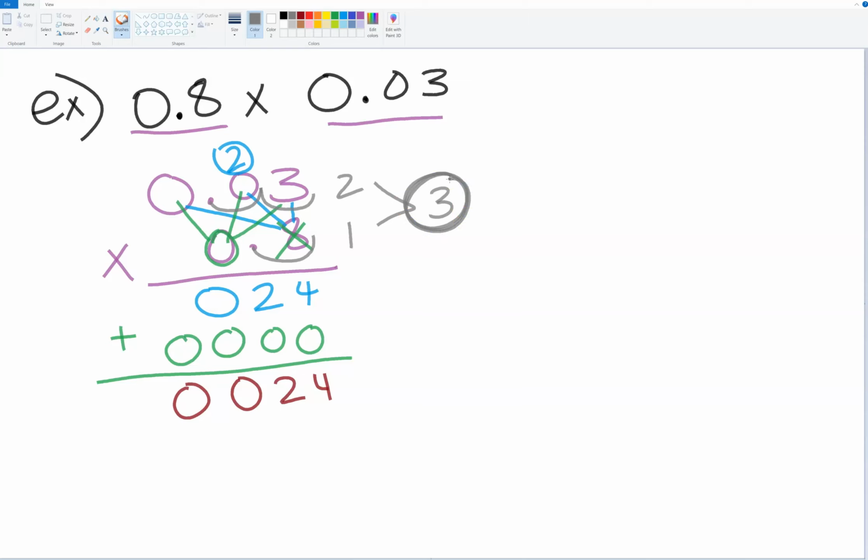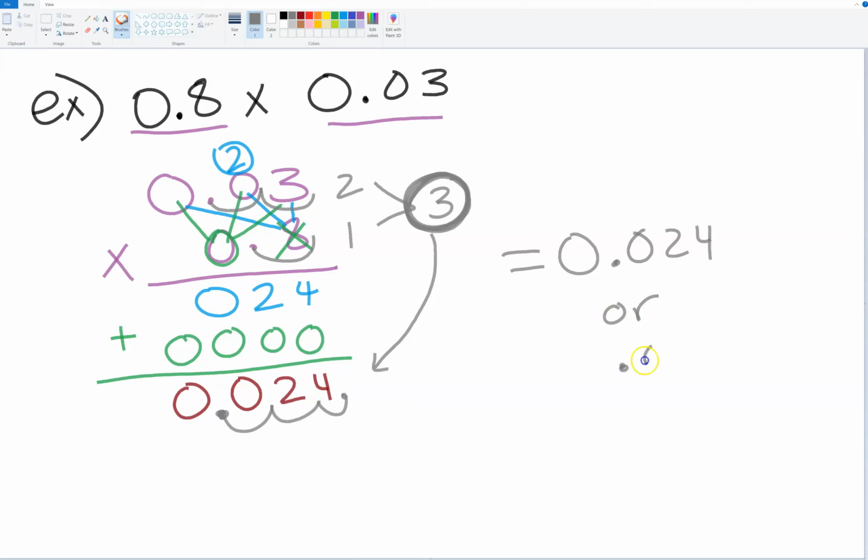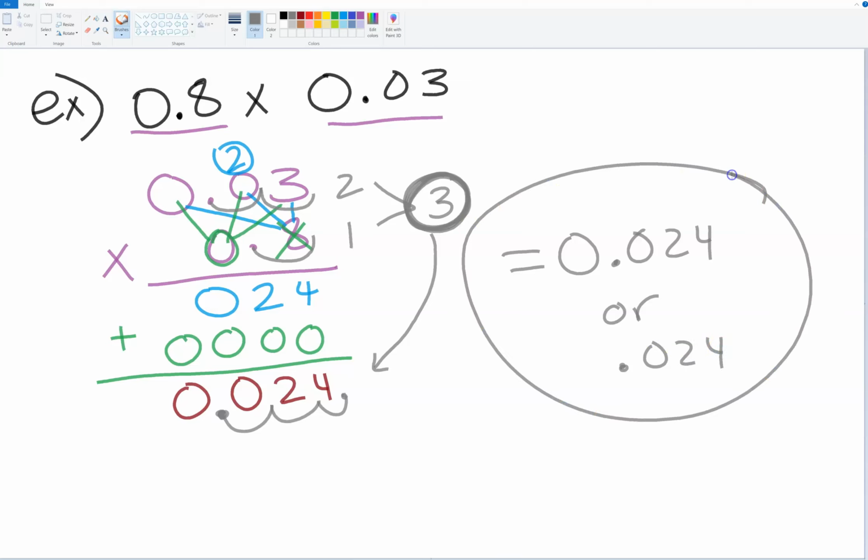So therefore, we are going to go down here to our answer. We have our imaginary decimal at the end, and we are told that we need to move it 3 times. So we're going to go 1, 2, 3, and that is why your zeros are important, so you don't mess up your answer. And your final answer is 0.024. You can also write it as .024, up to you. Answers are still accurate.